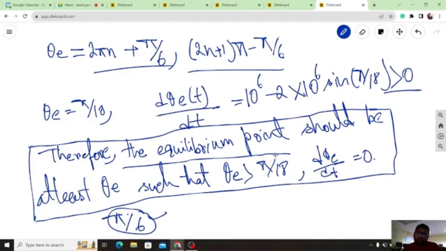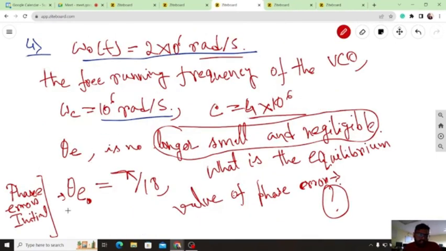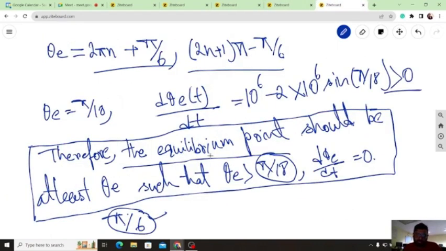Why have we taken this pi by 18? I think it is clear to everybody, so I am not repeating it, because the initial phase error was pi by 18. That's the reason the equilibrium should be at least greater than pi by 18. That is the answer, pi by 6.